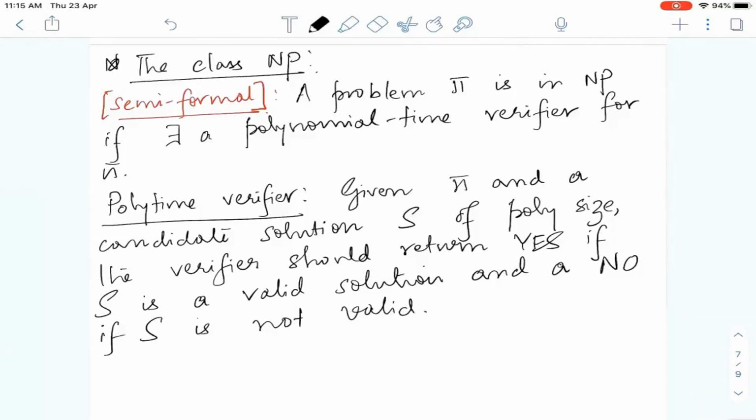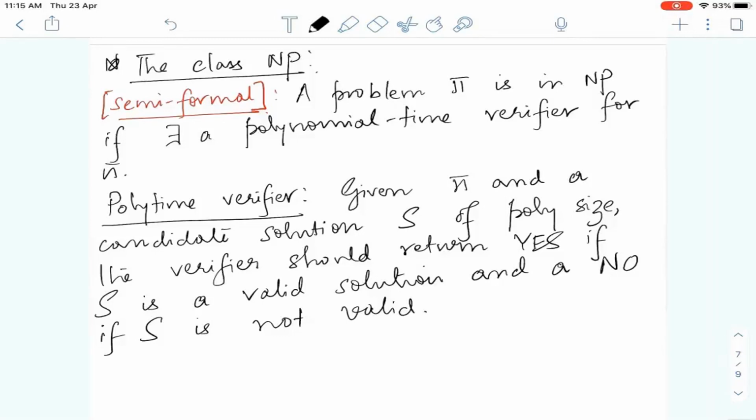Okay, so again, this is a semi-formal definition. I'm not precisely defining the class NP, but this is what the class NP means. So you pick a problem, and you ask yourself this question: if I'm presented with a solution to this problem, which is of polynomial size, then does there exist an algorithm which in polynomial time will say whether this solution is a valid solution or not?